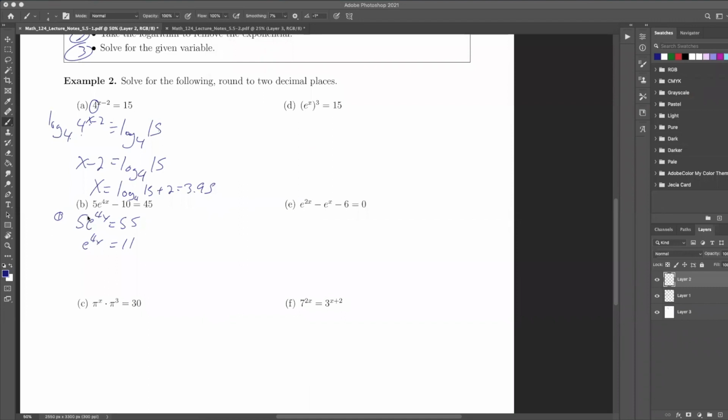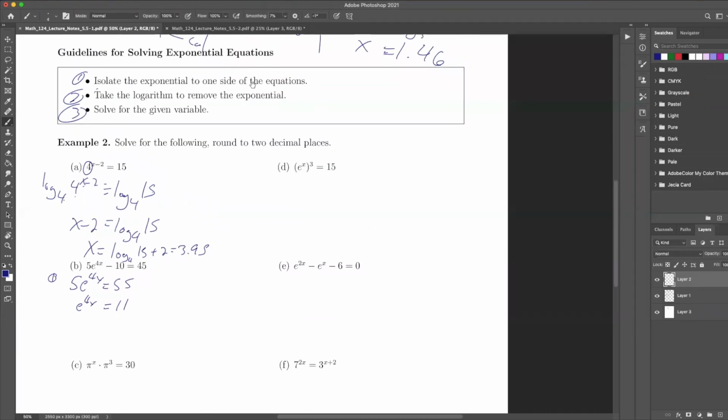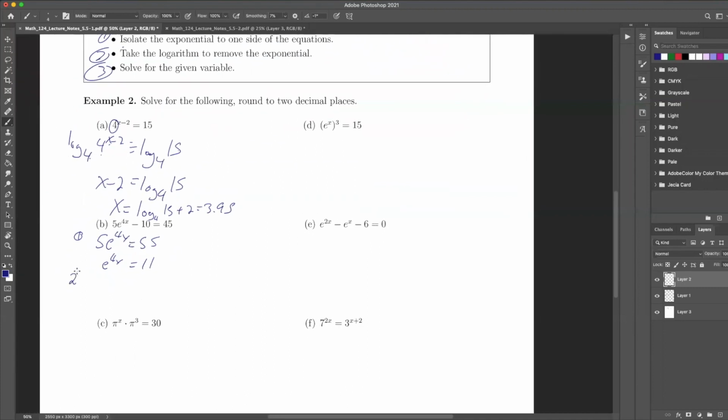Okay. All right, so here, we're going to move the 10 over. We're going to divide by the 5. And so now I have the exponent. So now I've isolated the exponent to one side of the equation. Okay. The next thing is take the log to remove the exponential. So here, the log I will use is natural log. So natural log of e to the 4x is equal to ln of 11. So this ends up being 4x equals ln 11. Remember, ln 11 is just some number. That means x is equal to natural log of 11, divided by 4.